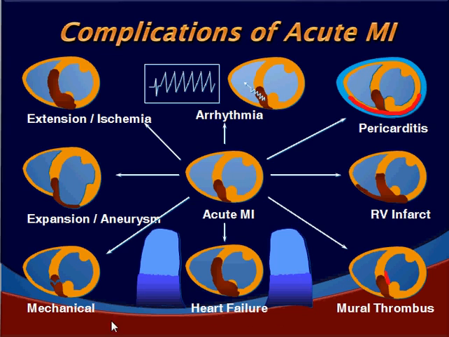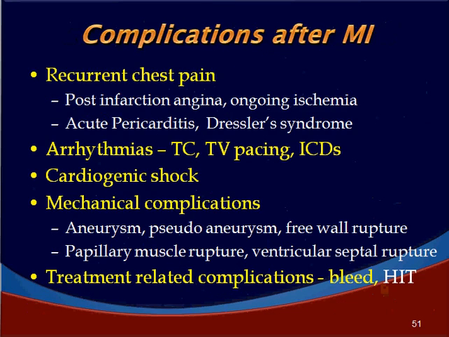These are some of the mechanical complications. The most dreaded complication, of course, is heart failure, and based on Killip class, we can classify it as class 1 to class 4, and cardiogenic shock is very fatal with severe heart failure. So these are the most important complications of acute myocardial infarction.